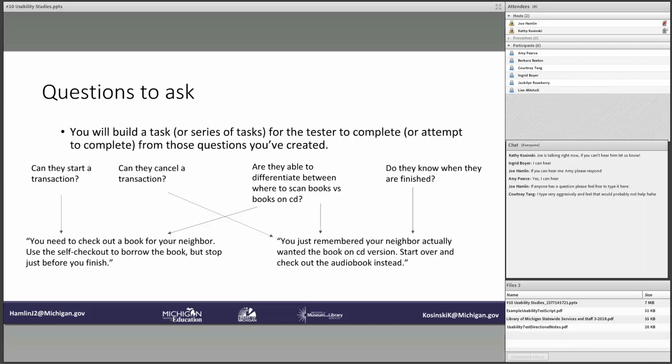So for example, you need to check out a book for your neighbor. Use the self-checkout to borrow the book, but stop just before you finish. By stopping just before they finish, it'll allow them to set up your next task, which is, not necessarily please cancel this transaction, but you just remembered you have the wrong one. Start over. So they build off of each other. You're able to get whether they can accomplish these things that you set out ahead of time, and it works from there.